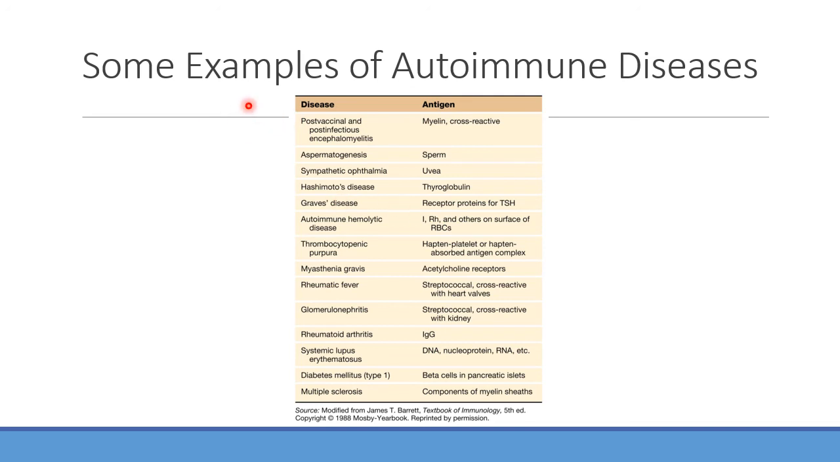So just some other examples of autoimmune conditions. For instance, you have things like Graves' disease. This is kind of interesting because Graves' disease usually causes hypo or hyperthyroidism. Anyone know? Actually, hyper. Anyone know why?